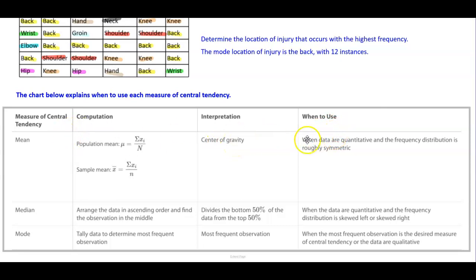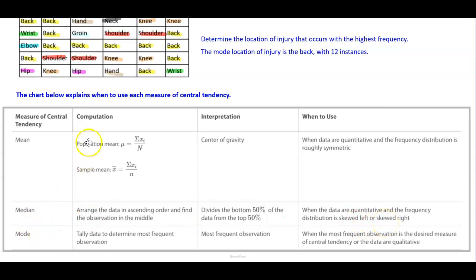And when do we use the mean? When data are quantitative and the frequency distribution is roughly symmetric. The median. In order to find the median, we have to arrange the data in ascending order and then find the observation in the middle. It divides the bottom 50% of the data from the top 50%. We use it when the data are quantitative and the frequency distribution is skewed left or skewed right.